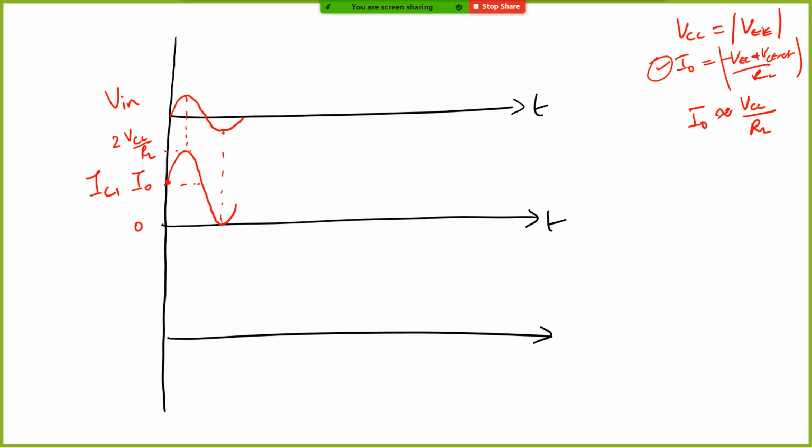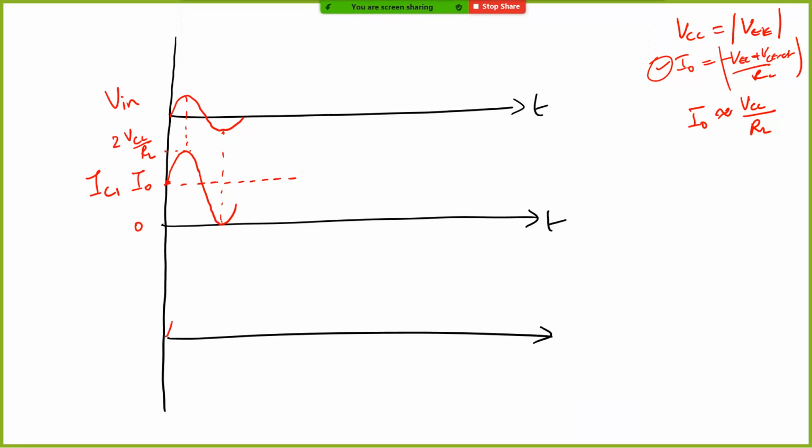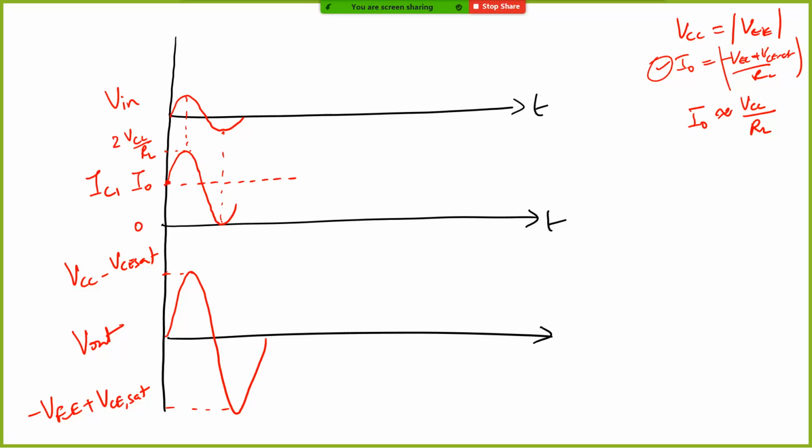When your input signal is 0, then IC1 is equal to I0. Of course, the Vout will follow like this. This can be VCC minus VCE sat, and this will be minus VEE plus VCE sat. This is your Vout. If you plot your IL, let me use a different color, IL will be 0 when there is no input, correct?